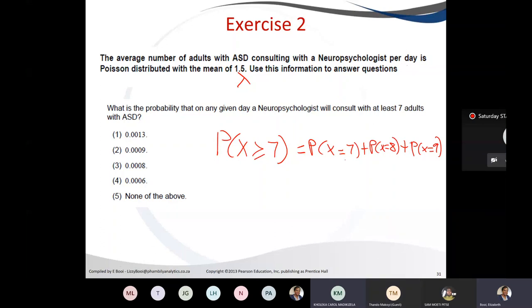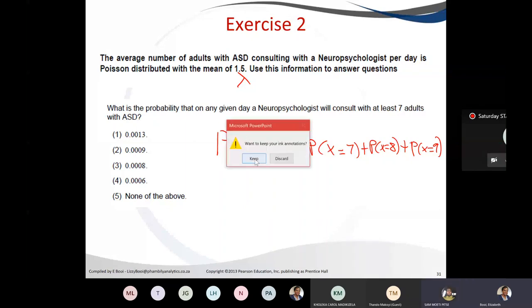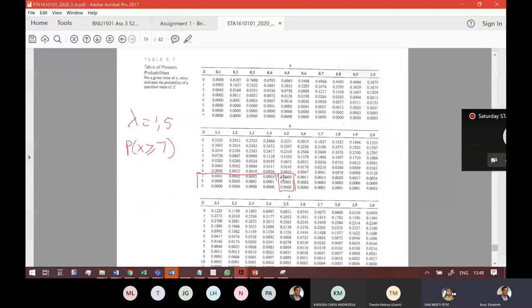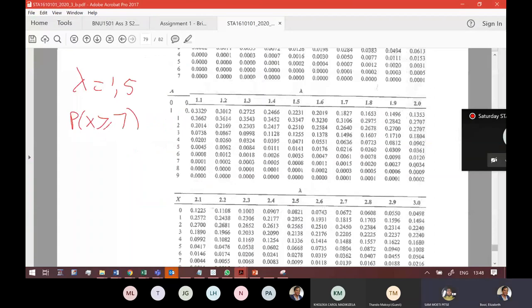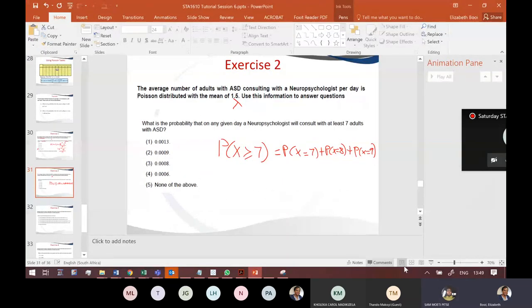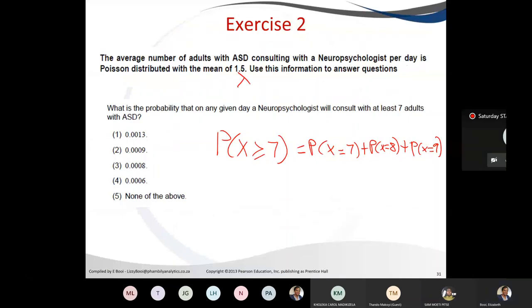Yes, because x is equal to 7 was 0.0008, something like that. So let's go there. x is equal to 7 is 0.0008, and x equal to 8 is 0.0001, and x equal to 9 is 0.0000. So then the answer will be, just to add all the probabilities, 0.0008 plus 0.0001 plus 0.0000, which gives you 0.0009.